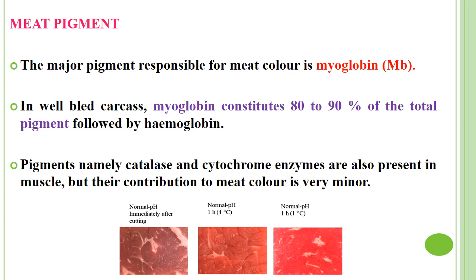In well-bled carcass, myoglobin constitutes 80 to 90% of the total pigment, followed by hemoglobin. Because of the bleeding, the hemoglobin will go with the blood, so the major color comes from the myoglobin. There are other pigments like catalase and cytochrome enzyme, but their presence is not felt in the color because they are in a very minor quantity. So the major muscle pigment or meat color is due to myoglobin.